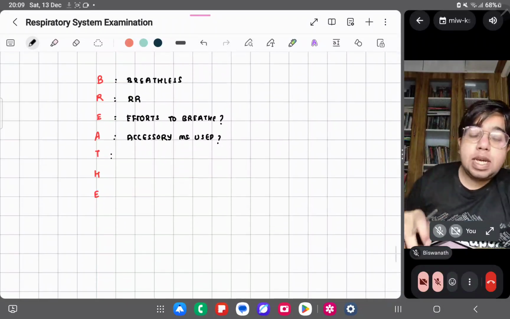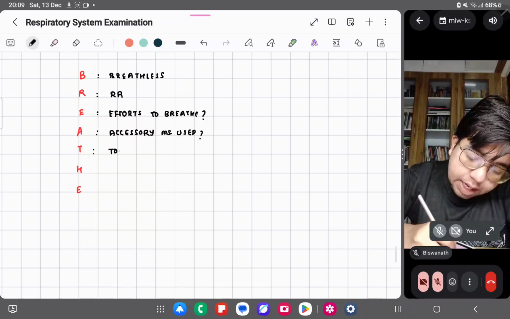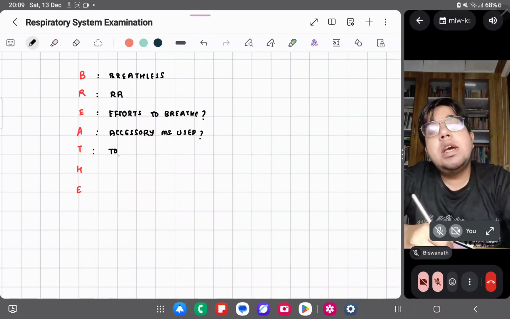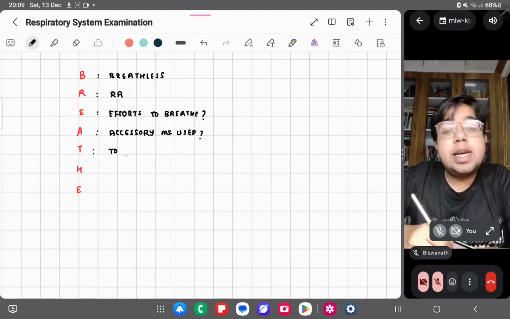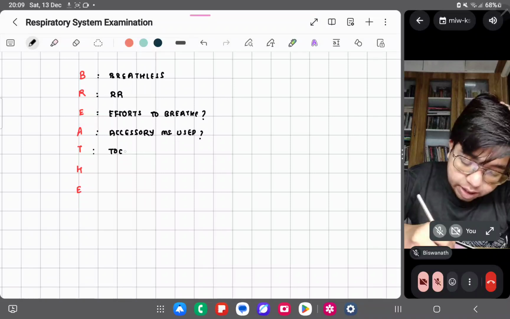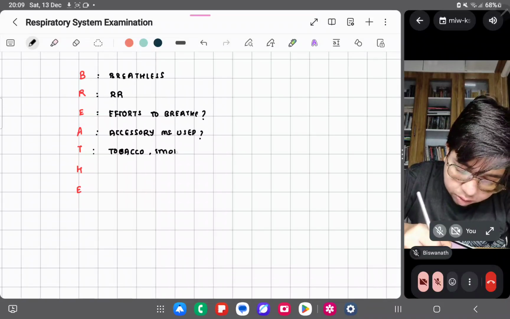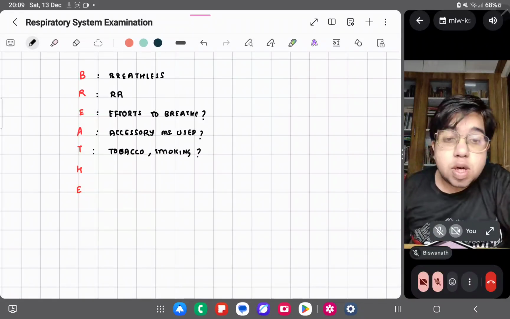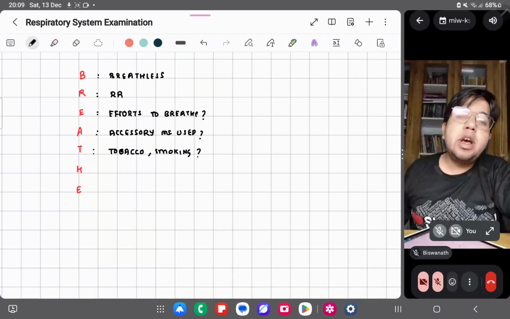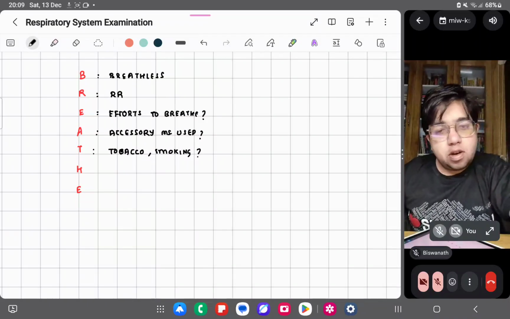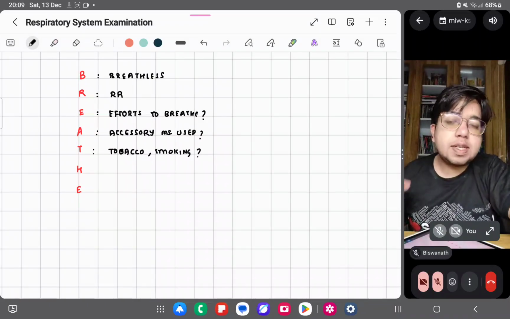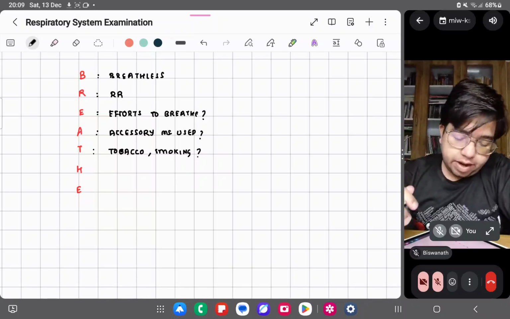You have to ask in the history if the patient is taking any kind of tobacco or smoking, because in smokers emphysema is very common. Okay, emphysema occurs most commonly in smokers only, right? So you don't have any problem in that.